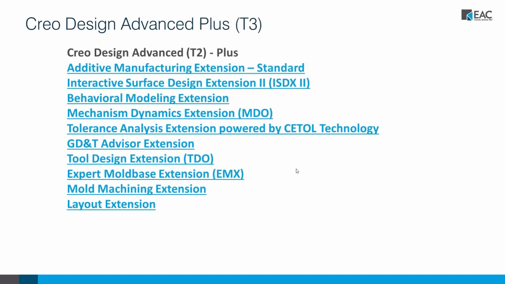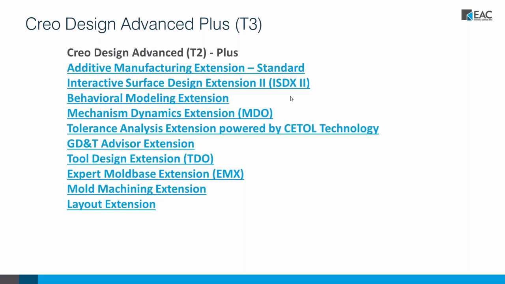Then Tier 3, we have all of those. In addition, we have the additive manufacturing extension, which is the ability for us to do the lattice structure for 3D printing. So we can take our solid model, replace a lot of that solid mass with a lattice structure that allows us to print faster and use less material.